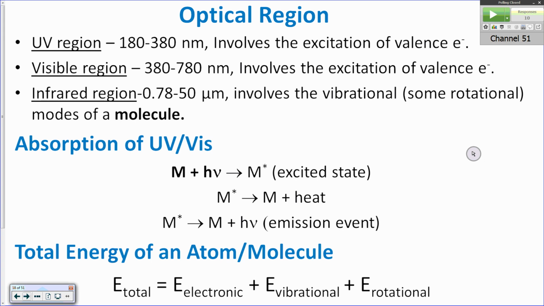I've defined what those regions are in terms of nanometers or wavelength. Just keep in mind that your transition from nanometers to micrometers is a factor of 1,000. So where the visible ends at 780 nanometers, the infrared starts at 0.78 micrometers. So those regions all back up to one another. Whenever you have the capture of a photon of light, you go from a ground state to the excited state represented by M star, but things don't want to be in the excited state.